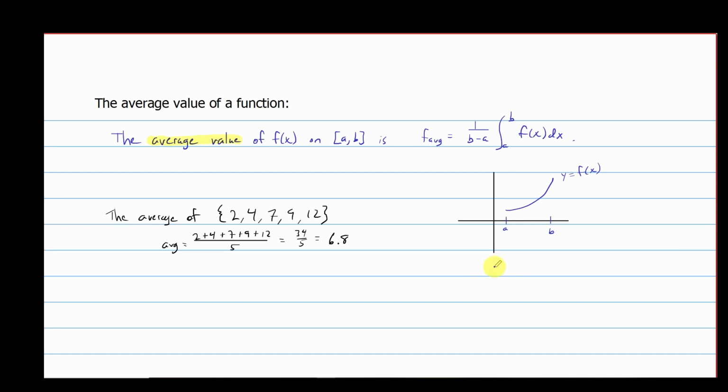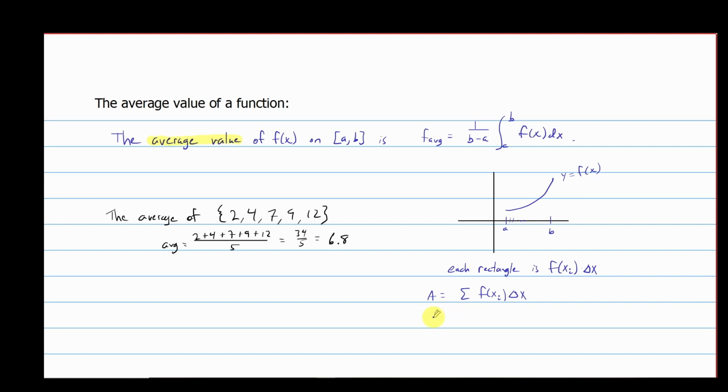So if I think of each rectangle as f of xi times delta x, then if I add up all of the rectangles, I've added up all of these products. The area is the sum of f of xi delta x. But the delta x is the same, right? We know that we can factor that out. The delta x is just the width of the rectangle. Well, if I add up all of those widths, I get the interval a to b.